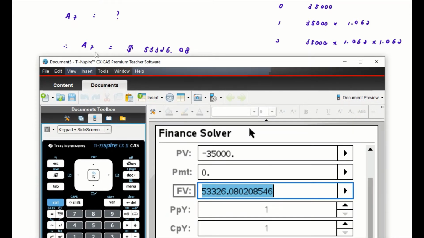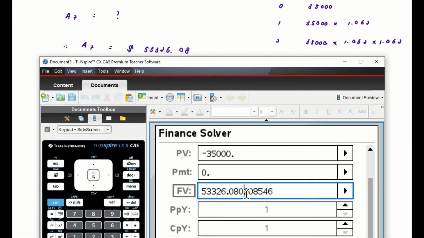You see, the amount of money that you have in your account will be 53326.08. So you see, you get the exact same value here. And this value will be positive because that's the value that you receive after 7 years. Alright, so that's the case.